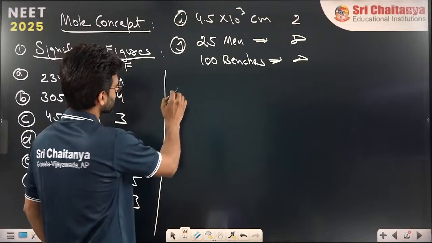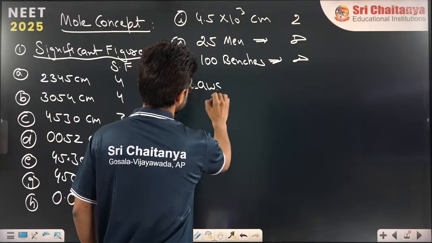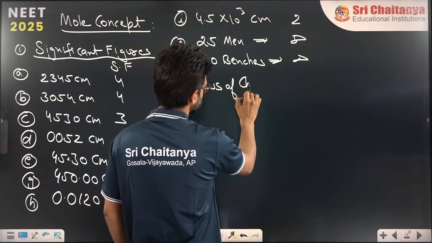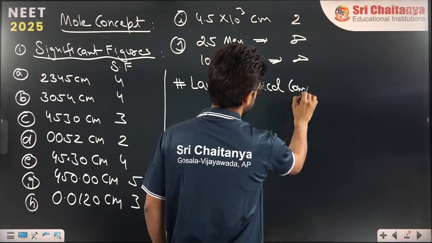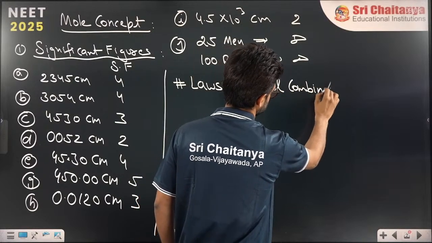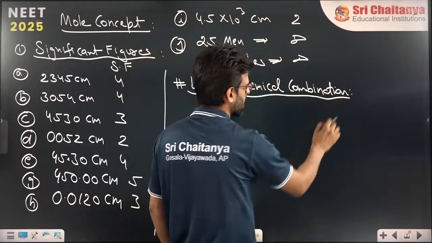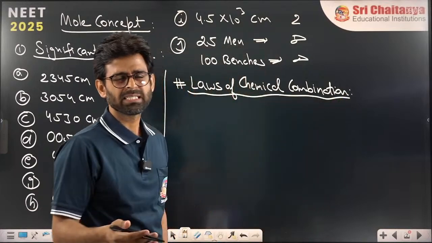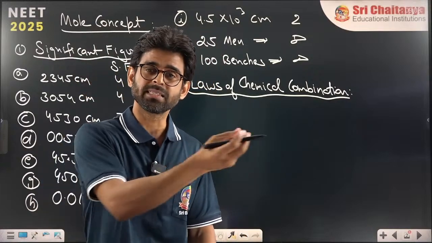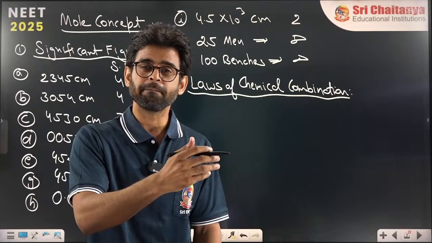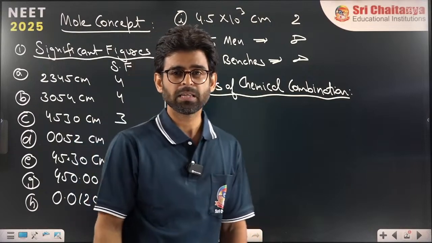Now the next thing, we can come to the laws. We will be short here. Laws of chemical combination. Definitions definitely you know, but NEET doesn't ask definitions or the questions where you have to prove that this given data is explaining or proving which law. It's a very simple thing.